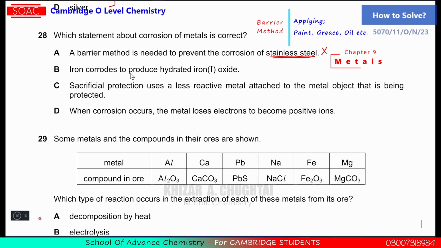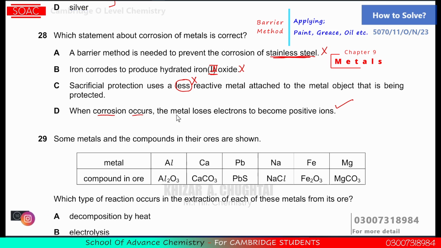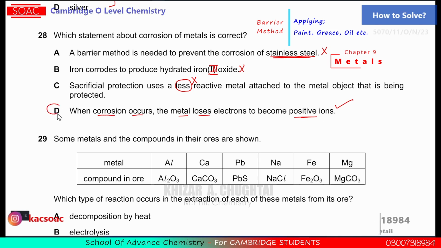The next one: iron corrodes to make hydrated iron(II) oxide. No, it's incorrect. Iron(III) oxide is formed basically. Sacrificial protection uses a less reactive metal. No, it is basically carried out with the help of a more reactive metal, not a less reactive metal. D. When corrosion occurs, the metal loses electrons to become a positive ion. Yes, it is true. When there is corrosion, the metal loses electrons and changes into a positive ion. So D is the correct option.